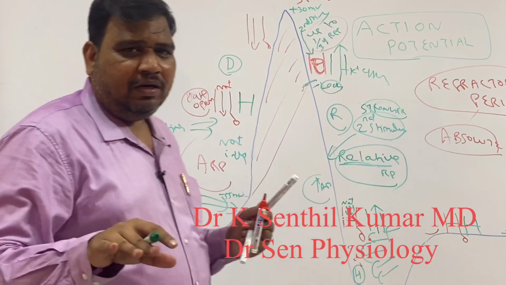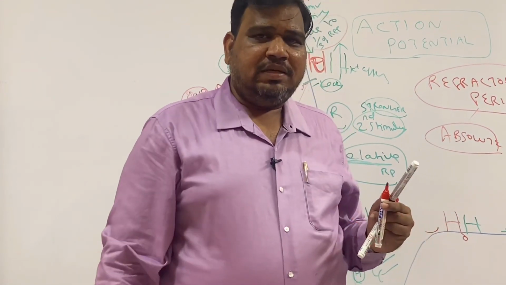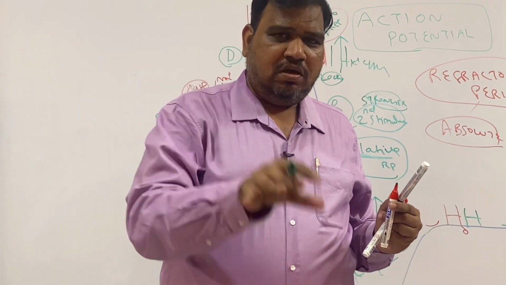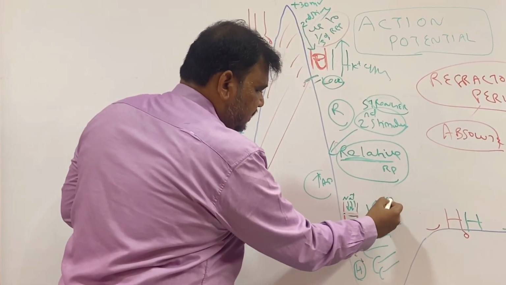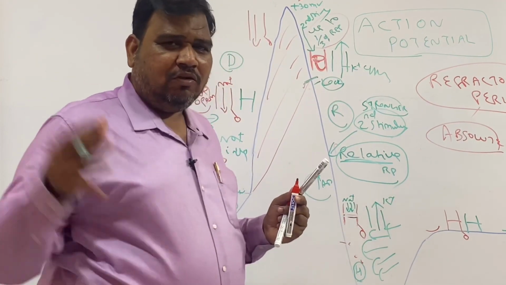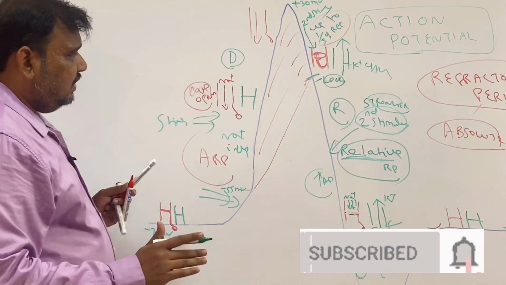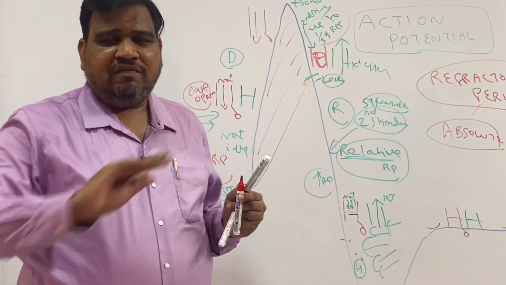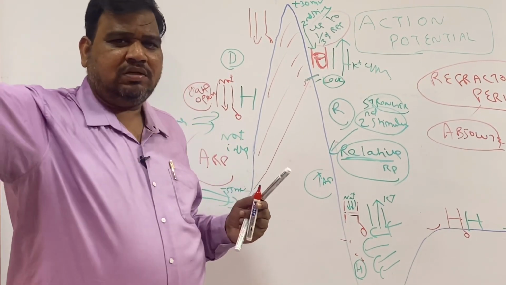So in the relative refractive period, if I give a second stimulus, I can generate another action potential, or I can increase the action potential curve, but the stimulus should be stronger. Why? Because already potassium efflux is occurring, and if I want sodium influx to occur, I have to give more force. So now I hope you are very clear. The absolute refractive period is up to 1/3 of the repolarization phase, where however strong the stimulus I give, there is no response at all.